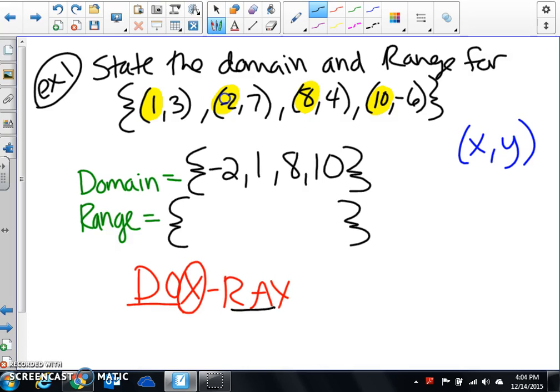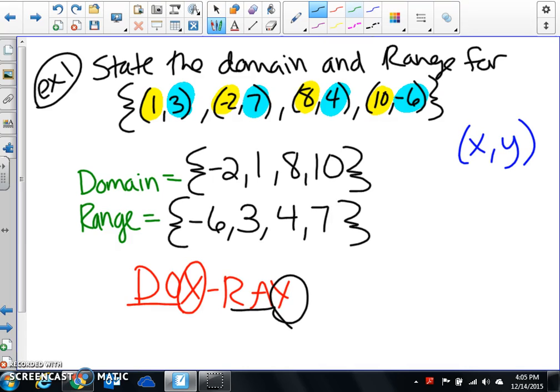All right, my range are my Y values. Highlight my Y values. I go from least to greatest. My smallest number is -6, then I've got 3, 4, and 7. So those are my domain and range.